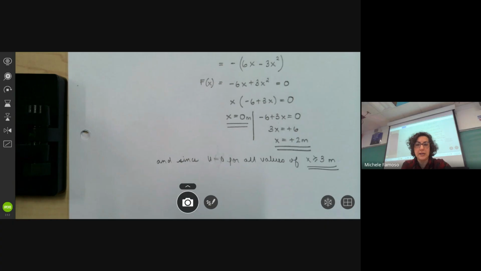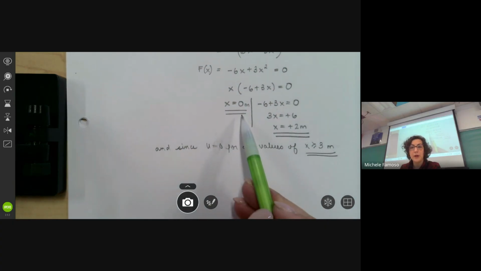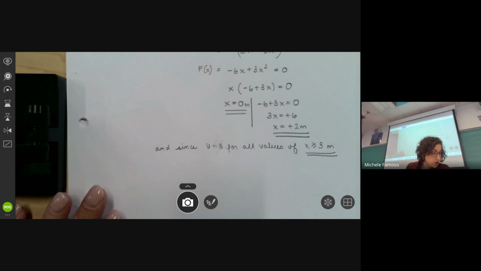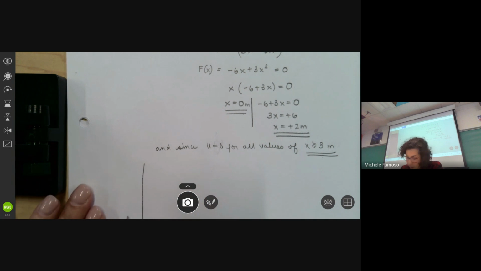So back to this. We are in equilibrium at 0 meters, positive 2 meters, and for all values of x greater than or equal to 3 meters. Now in part B, it says, sketch that. The potential energy function versus x. All right, so let's sketch it.